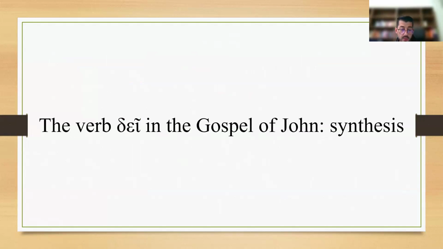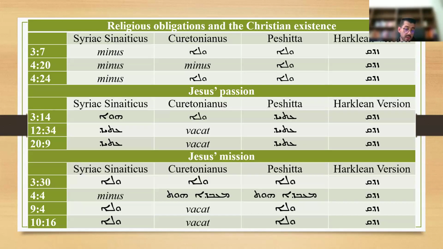The verb day in the Gospel of John: synthesis. As stated before, I would now like to propose a sort of summary that will illustrate the way of translating day in the Syriac versions under examination. This short table allows us to point out different elements. First of all, the surgical precision of the Harklean version, which translates all occurrences of day with tzadek. This modus operandi makes this version almost useless for our research. So I will limit my consideration to the Old Syriac and Peshitta.